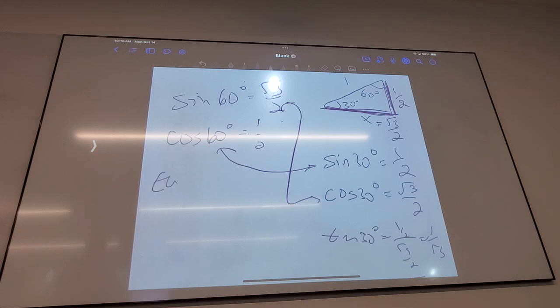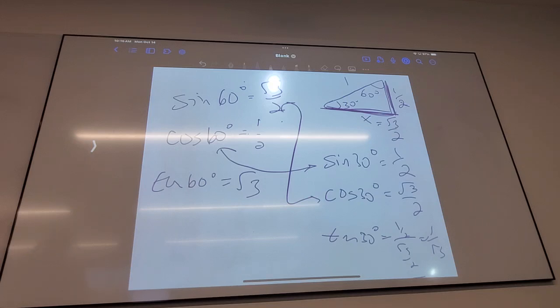What's the tangent of 60? Root 3, because the over 2's cancel when you divide. Is that all right? So now you know sine, cosine, tangent of 30 and 60 degrees, which means you also know cosecant, secant, cotangent of all those things. Yes? Don't memorize the second set, because it's all built off these.